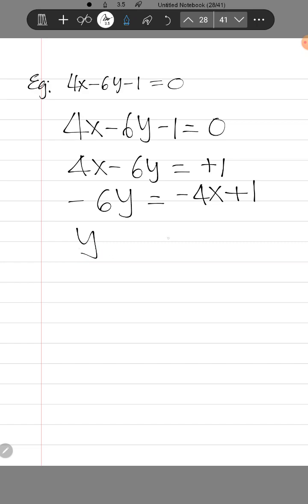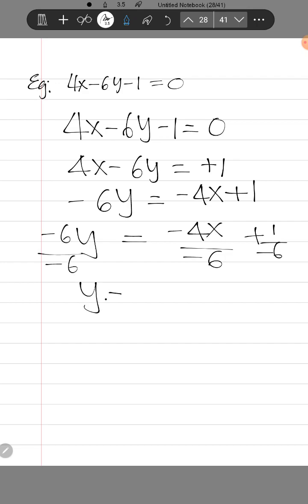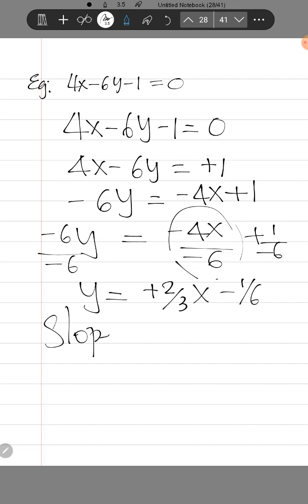y is equal to minus 4x divided by minus 6 plus 1 divided by minus 6. That means I'm dividing everything by minus 6, so I will have y only on the left side. Minus divided by minus is a plus, so plus 2 over 3x. The next one is a minus, minus 1 over 6. So the slope is 2/3. The y-intercept is the value at x equal to 0, y equals minus 1 over 6.